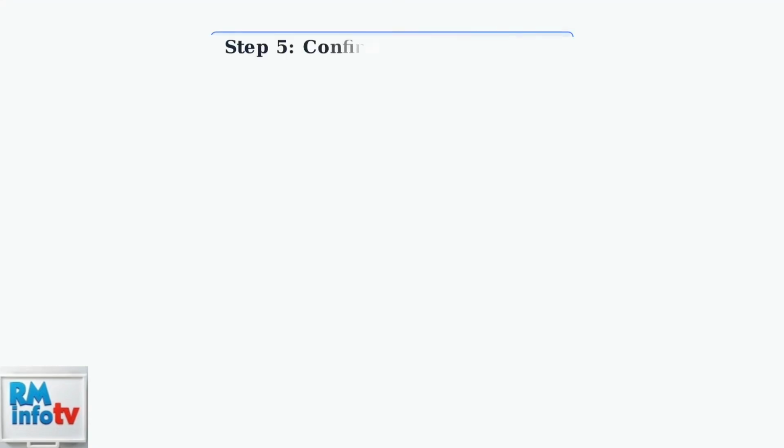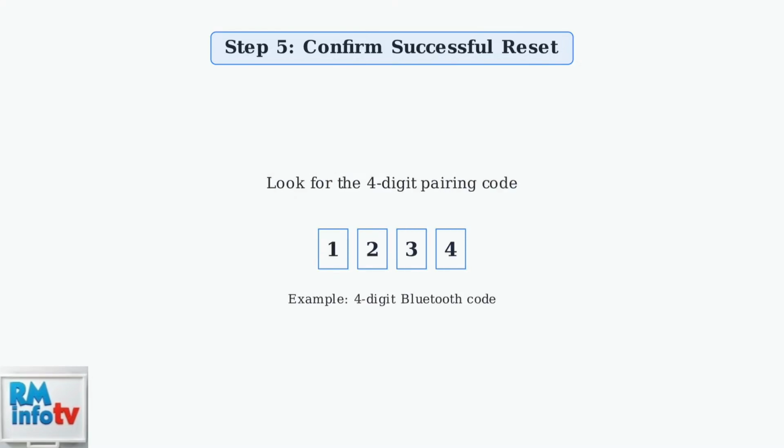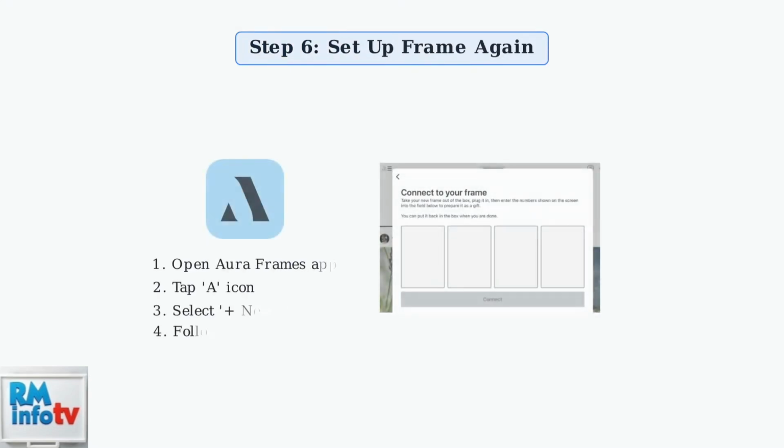Once the reset is complete, your frame will restart and display the Aura stock image with a 4-digit Bluetooth pairing code. This confirms that the reset was successful and the frame is ready for setup. To set up your frame again, open the Aura Frames app on your device. Tap the A icon, then select New Frame and follow the setup steps to reconnect your frame.